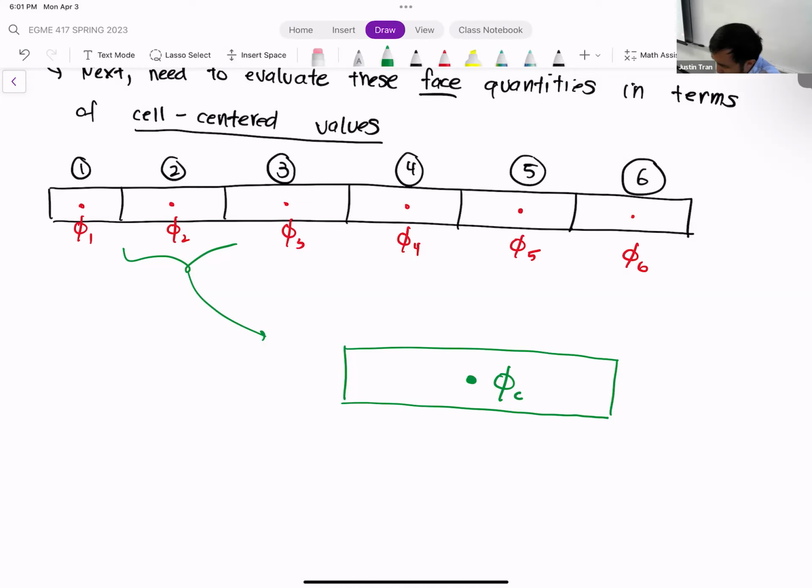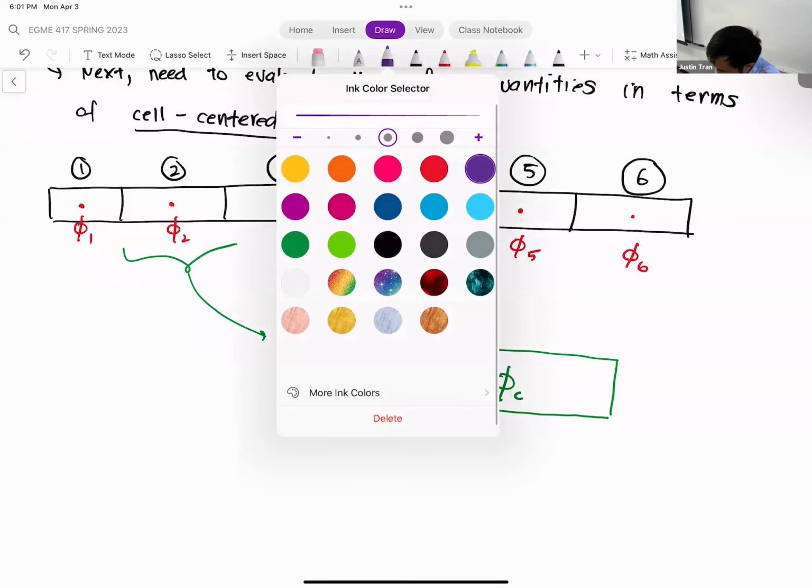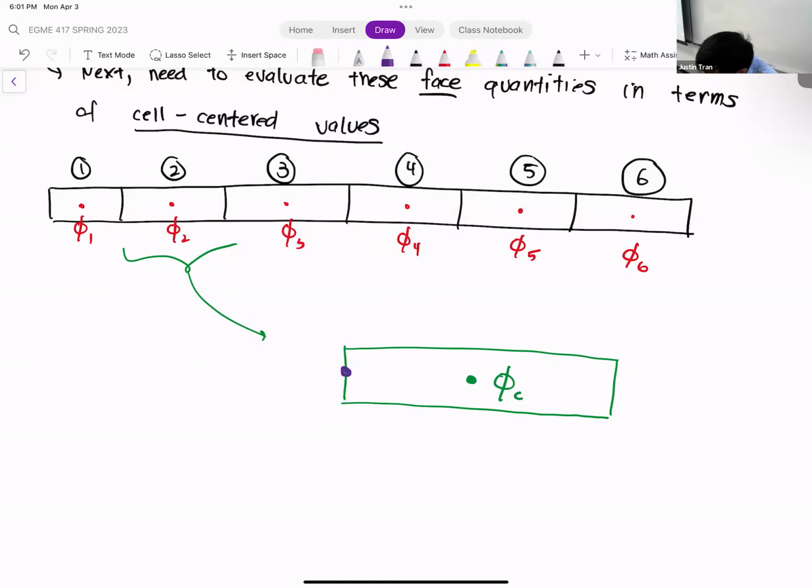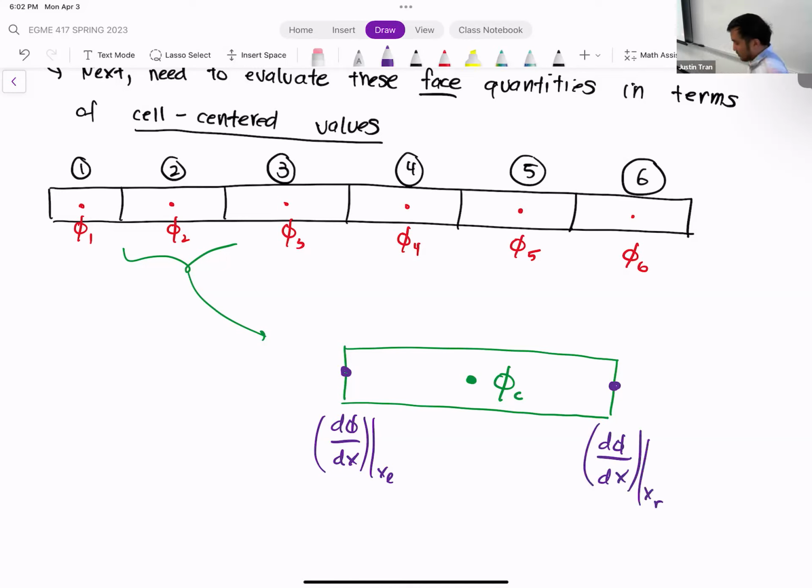What we currently have in our equation is quantities that are evaluated here. So basically this is d phi dx at x sub L in this case. And this is d phi dx at x sub R.